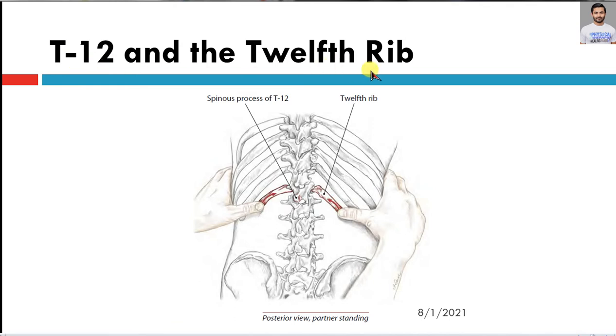Then T12 and the 12th rib. The 11th and 12th ribs are called the floating ribs, and they are also inclined inferiorly. So when you move your thumbs onto the ribs and in the midline, then you will find the spinous process of T12, the thoracic vertebra 12.